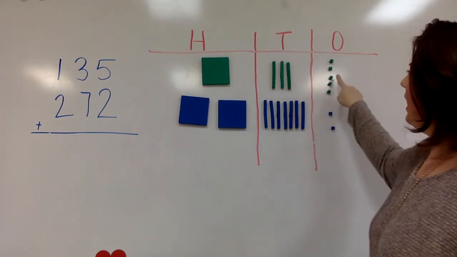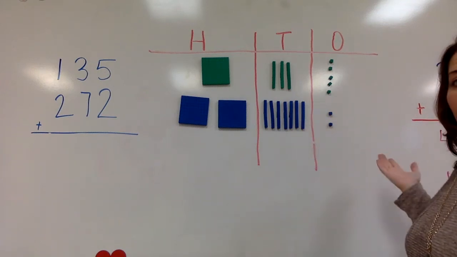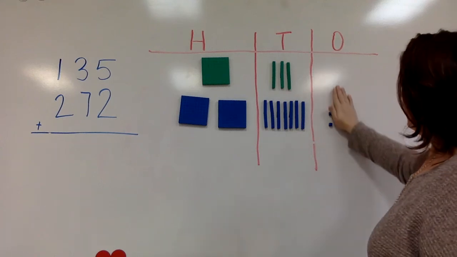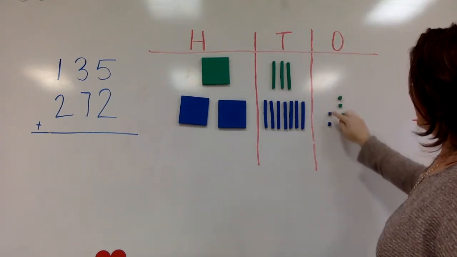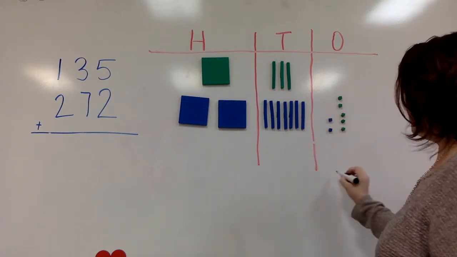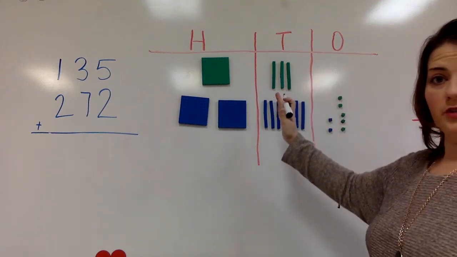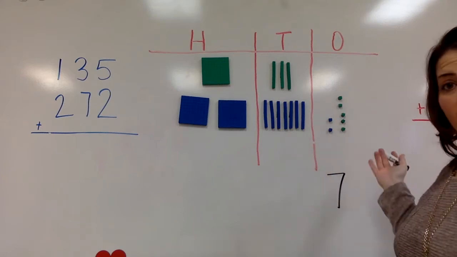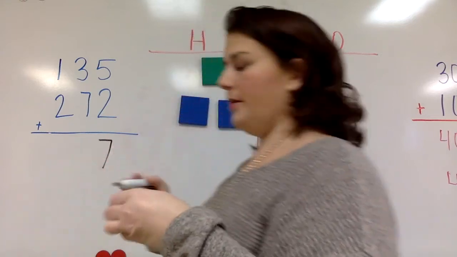135 plus 272. Okay, the first thing we're going to do is put our ones together. So I'm going to put these together. Let's see if it makes a new 10. 1, 2, 3, 4, 5, 6, 7. Does it make a new 10? Nope, does not. So it's just simply a 7. We don't have a 10 to move over to the tens place. It didn't make enough. It's just 7. 7's a one-digit number, and so we can just put the 7 right there.